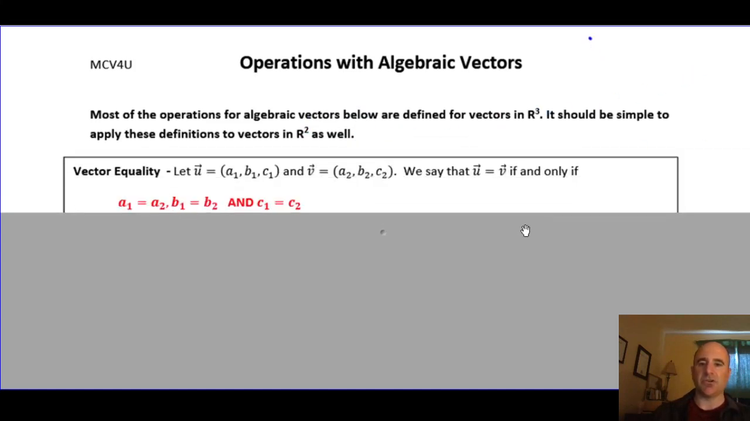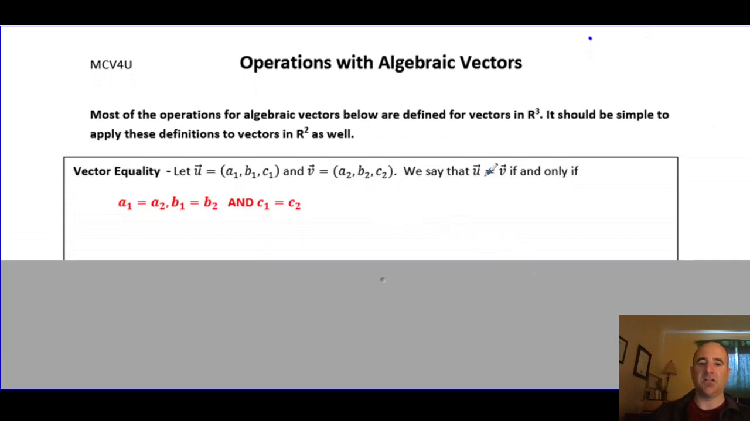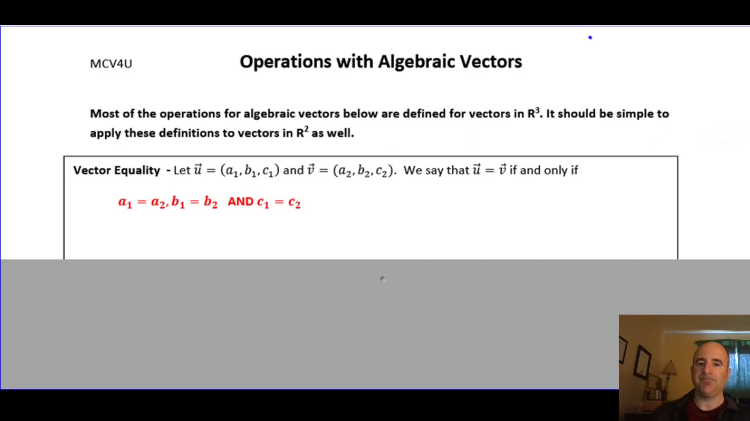So we'll start with vector equality. Not a surprise here. If you've got 2 vectors u and v, they are going to be equal if and only if all 3 of their components are exactly the same. Clearly, if they have one component that's different, then they're not the same vector. They're not going to land on the same point.